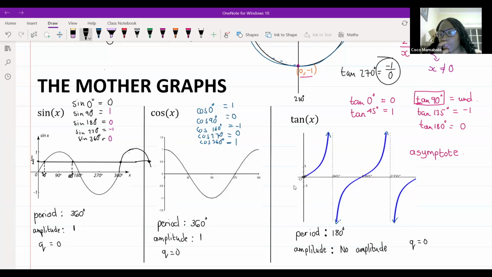I want you guys to do me a favor. Go into your calculator, type in sine of 30 for me, and tell me what answer you get. Sine of 30 gives us how much? A half. It gives us half. Good. I also want you to put in sine of 150 for me. It also gives us a half.